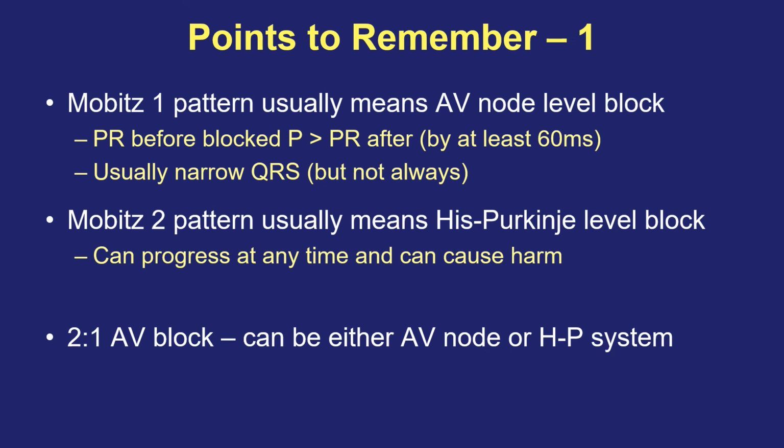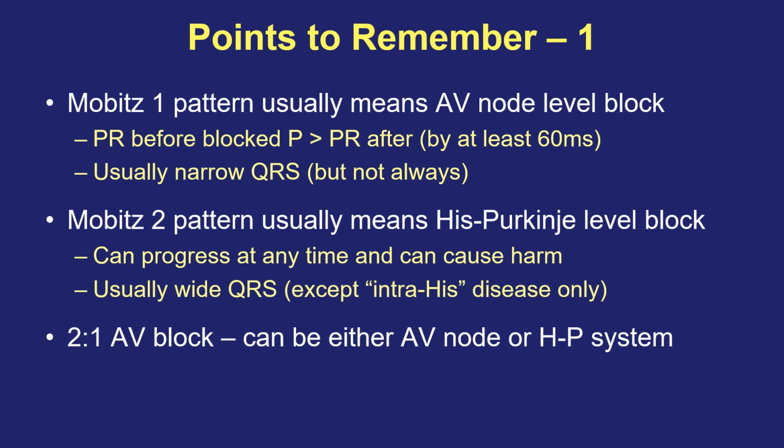Mobitz 2 is block in the His-Purkinje tree, and again, the reason that we worry is that that can be a sudden, unpredictable progression to complete heart block, and you may not have an escape rhythm, you may have syncope, you may have a life-threatening situation with asystole. So you need to identify this reliably and make sure the patient gets the proper attention from the EP team.